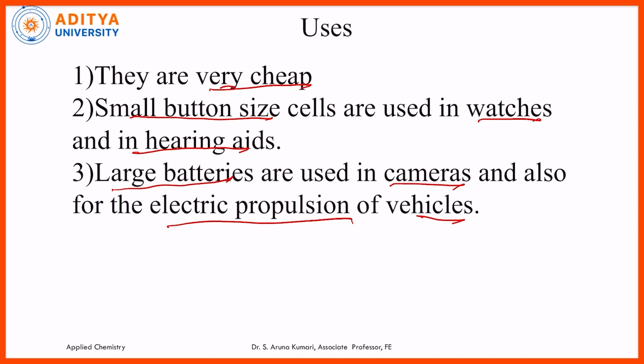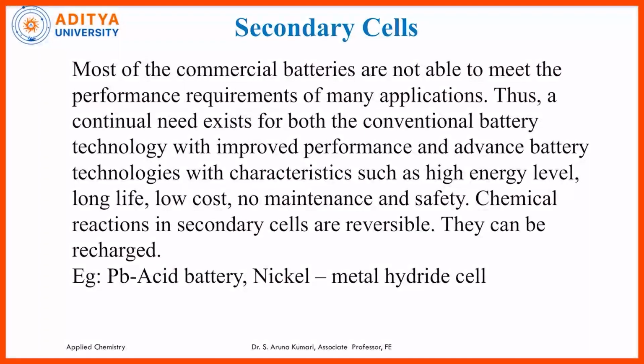So, we have a huge number of applications. Here I could discuss only a few applications. These cells are obtained in small size as well as large size. The small size batteries are used in instruments like watches and hearing aids, whereas large batteries are used in cameras and in electric propulsion of vehicles.